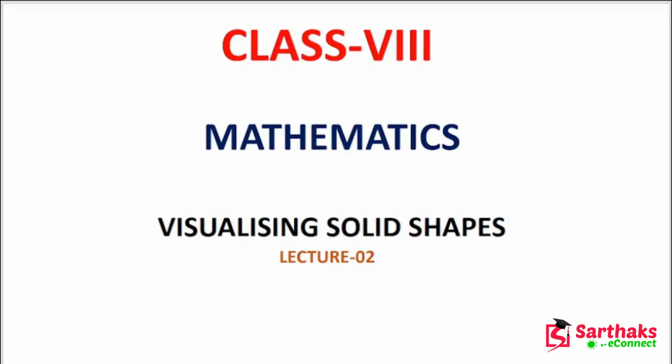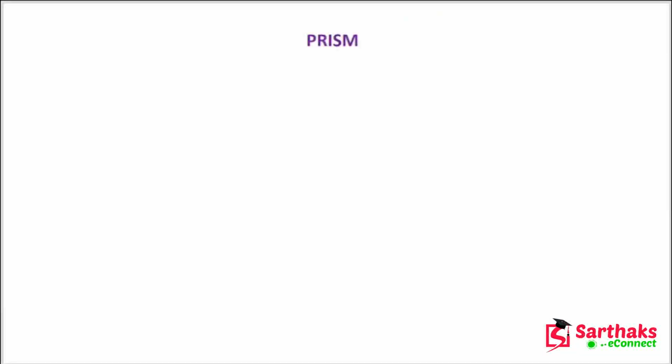Hello everyone. Today we are going to start lecture 02 of class 8 mathematics chapter number 10, which is visualizing solid shapes. Now in this lecture we are going to talk about prisms. As we already studied what a polyhedron is, and we know that a prism is a kind of polyhedron. So let us talk about what a prism is and how many types of prism we have.